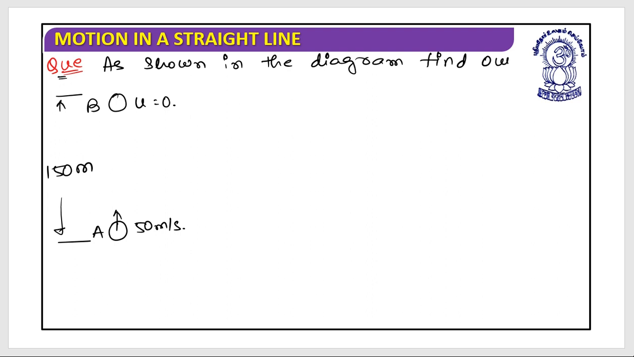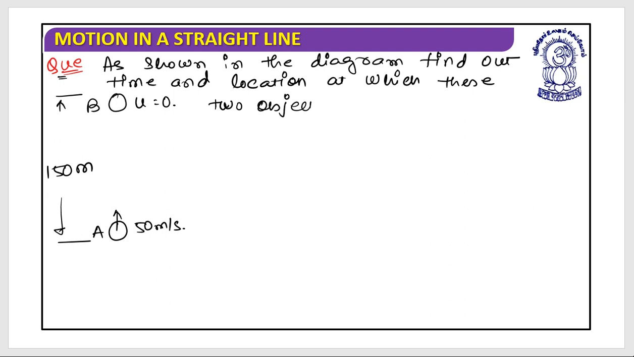find out the time and location at which these two objects will collide. You need to find out the time and location. One more piece of data they have given is g is equal to 10 meter per second square.